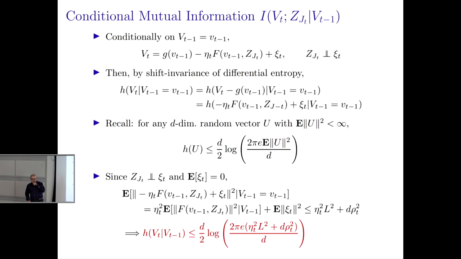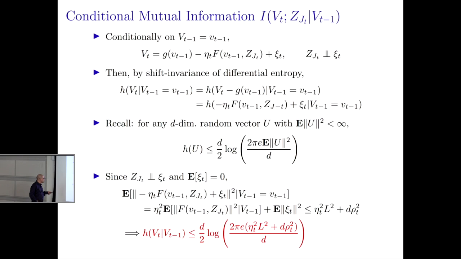And moreover, I know the differential entropy of any random vector that has finite second moments is upper bounded by that of a Gaussian random vector with the same covariance matrix, right? So it's pretty simple. Here, the fact is that if I have a random vector U with a finite second moment, then its differential entropy is upper bounded by d over 2 log 2 pi e times the expected squared norm of that vector divided by d, and the upper bound is achieved by a Gaussian. And now I can actually compute the expected value of the squared L2 norm of this.